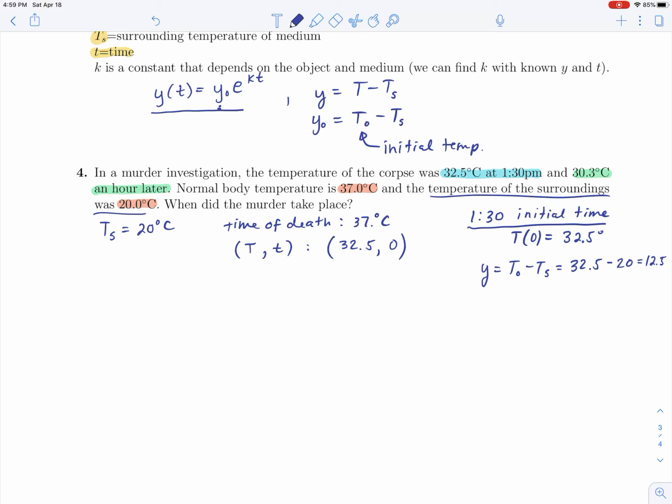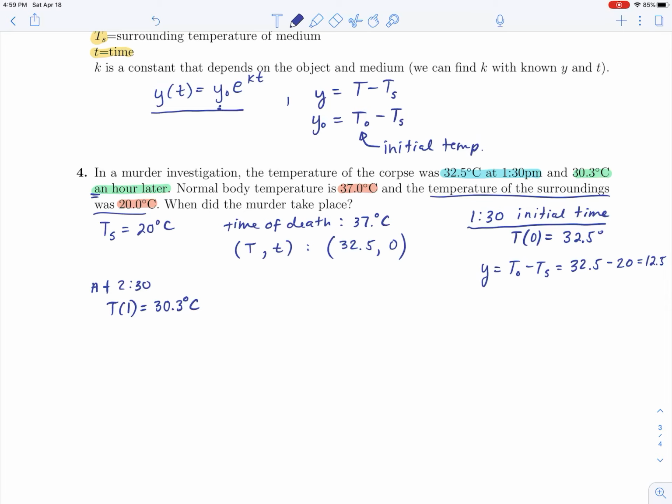So at 2:30, that's my hour later. So what we have is T of 1. Again, I'm using this because they're giving us information about T, and TS is constant. But in order to convert it to Y, we need to make sure to subtract that 20 degrees constant. So at T1, that is when we are 30.3 degrees Celsius.